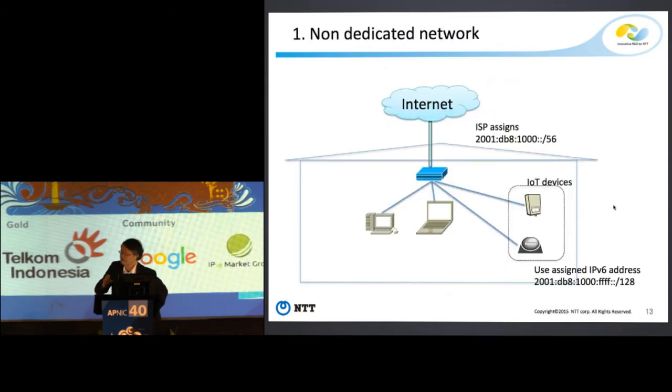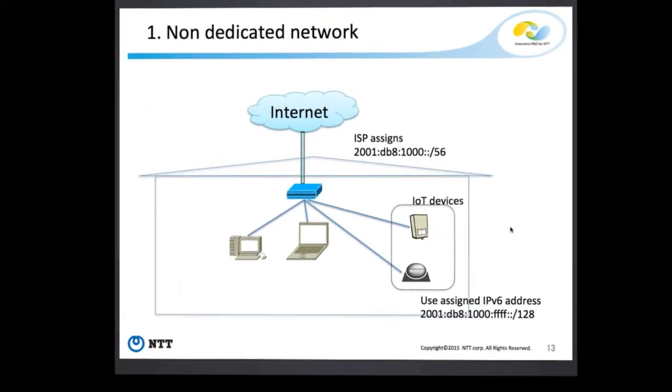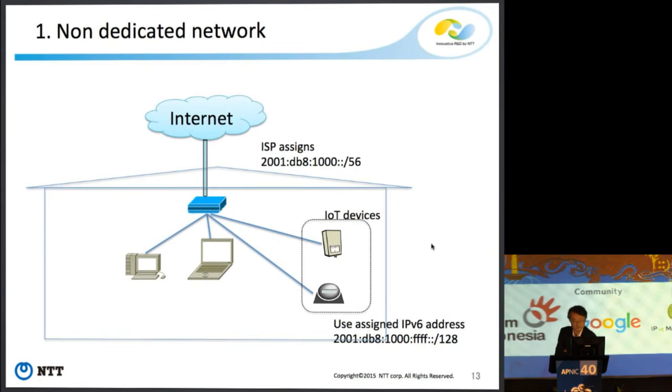So with this policy, in the next slide, I show you the impact of the policy on the proposed IoT example network structures. The first type, the non-dedicated network, maybe has no problem with the current policy, because the IoT devices are connected to the current internet, and maybe these IoT devices have ISP addresses.